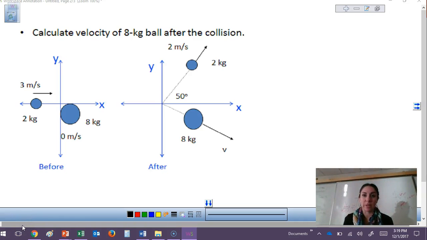So in this problem, what I'm going to do is calculate a two-dimensional conservation of momentum problem. If you notice here, we have two objects of different masses and they're purposely set off. The 8 is a little below the 2 right here, so that they will go off at different angles. The question is solving for the velocity of the 8 kilogram ball after the collision right here.